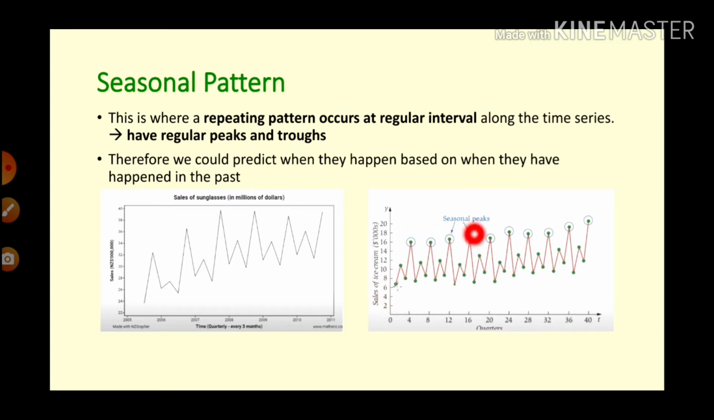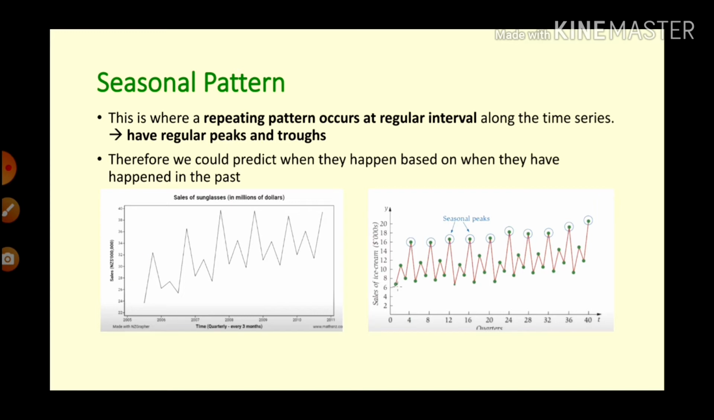Seasonal peaks. And I think just after the peak, it's a trough. Yep, that's a rapid fall over there. So I have a sort of repeating pattern over the interval, right?